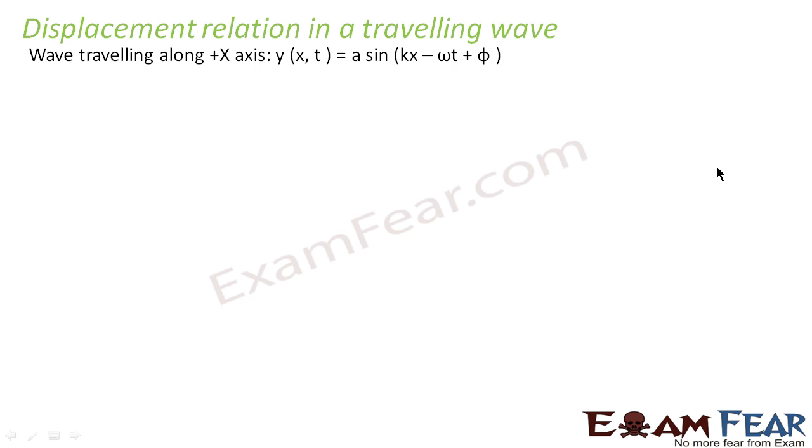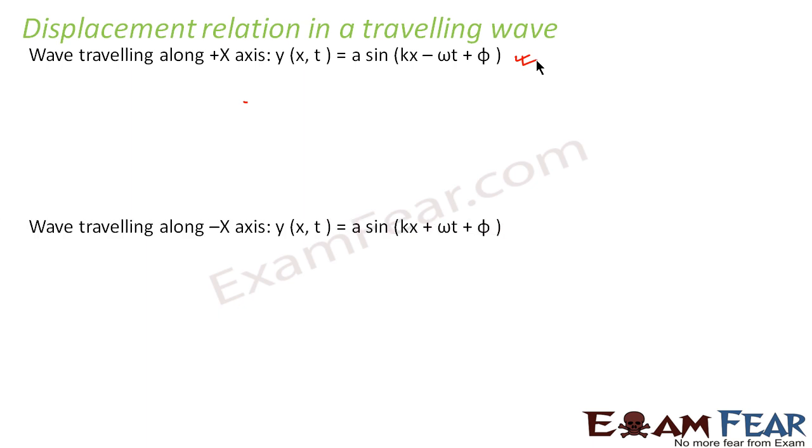For a traveling wave which is traveling along the positive x direction, the expression is y is equal to a sine kx minus omega t plus phi. Whereas for a traveling wave which is traveling along negative x-axis, the expression is a sine kx plus omega t plus phi. Just observe, along positive x-axis, it is minus omega t. Along negative x-axis, it is plus omega t.